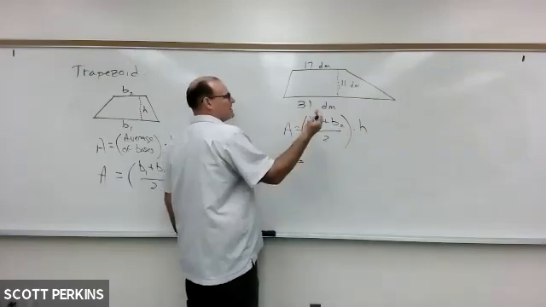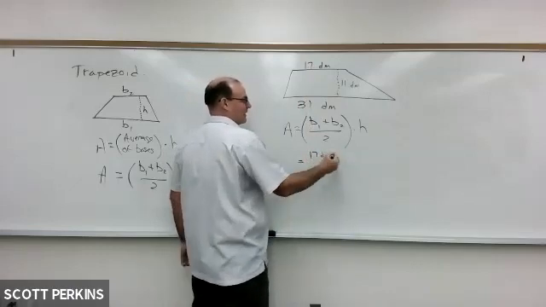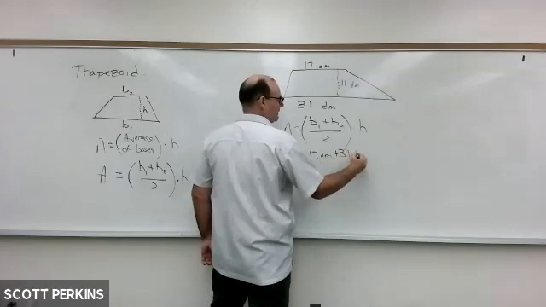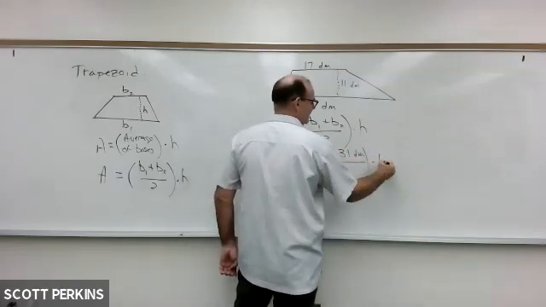So here we go. Base 1, I'm going to call 17 decimeters. It doesn't matter, you can use the 31 there. Plus base 2 is 31 decimeters. We'll divide that by 2. And then the height is 11 decimeters.